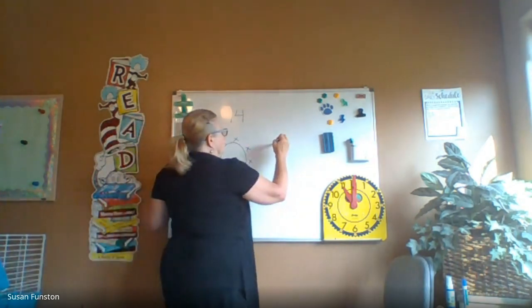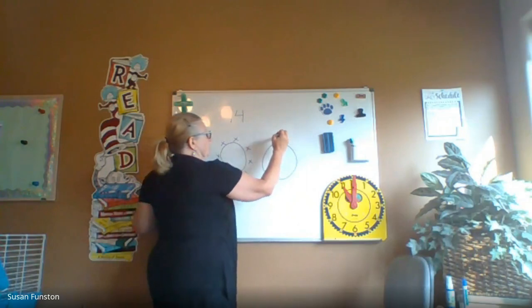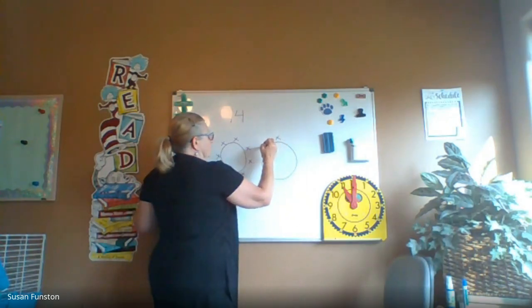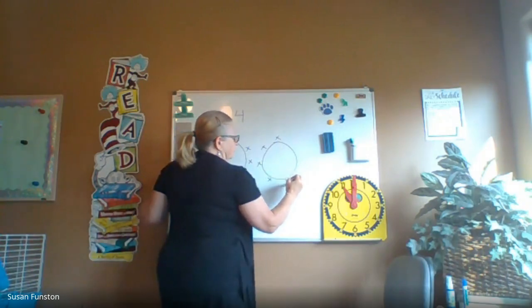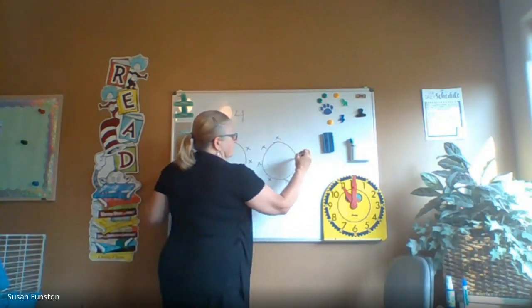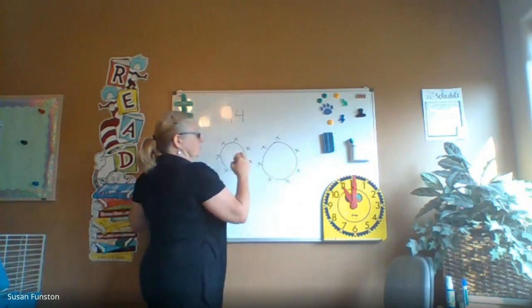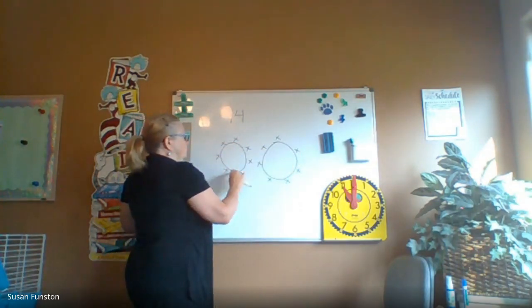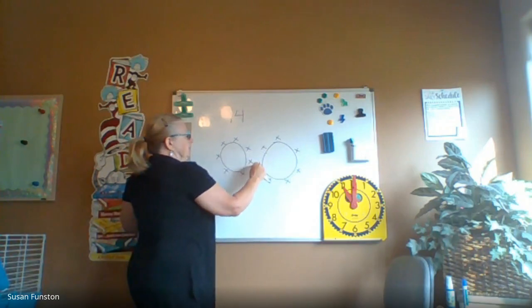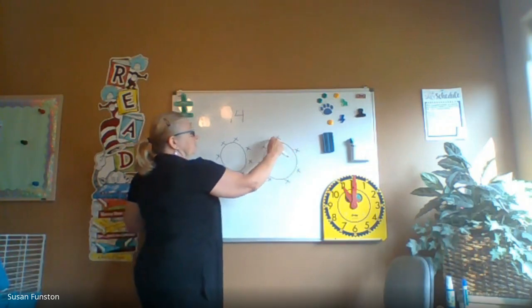Okay, then I'm going to need another table because I have 14 people, so 7 is not enough. 1, 2, 3, 4, 5, 6, 7. So I have 2 tables of 7. Let's see how many I have so far. 1, 2, 3, 4, 5, 6, 7, 8, 9, 10, 11, 12, 13, 14.